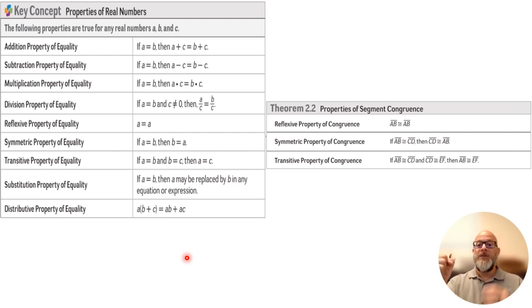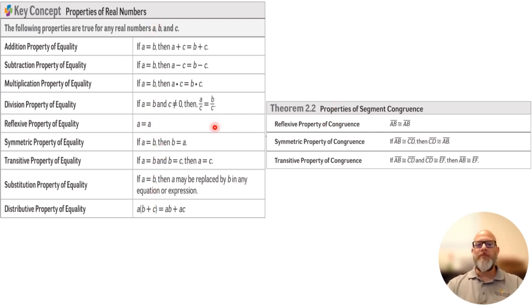If A equals B, B also equals A. That's called the symmetric property. Or A equals A, that's the reflexive property. Or how about if A and B are equal, I can always replace A with B. What's that? We use it all the time. It's the substitution property. Or that last one right there, A times B plus C is equal to AB plus AC. That's the distributive property. Now, notice these all say "of equality." Why do you think they say of equality? Because these are all equations with equal signs.